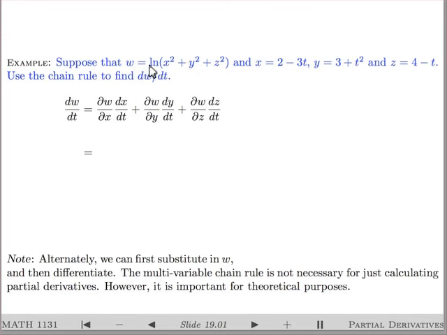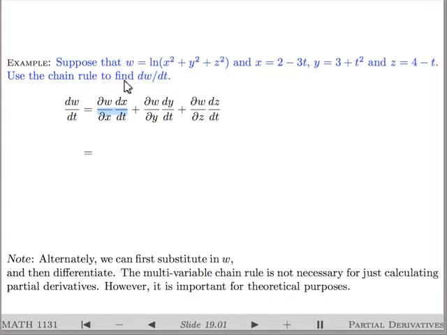So here w is a function of x, y, and z. X, y, and z are themselves functions of t. We'll use the chain rule to find the derivative of w with respect to t. First, we write down the chain rule for this situation. So remember how to do this from our last session. For each intermediate variable, we write down the chain rule as if it's a one variable case.